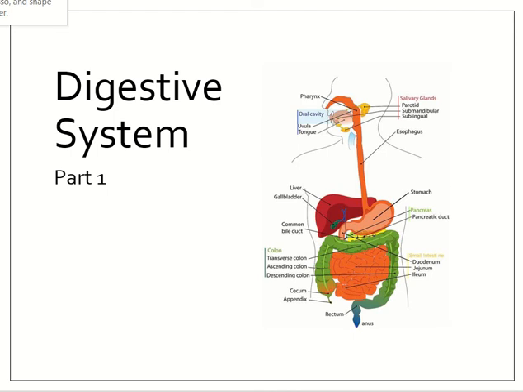Hi class, we are moving on to the digestive system. We are going to do this note in two parts. So the first part, we are going to start with looking over the different processes, the digestive tract, and we're going to end at the stomach. And then the next note will be on the small and large intestines and how we absorb the nutrients and the accessory organs as well.